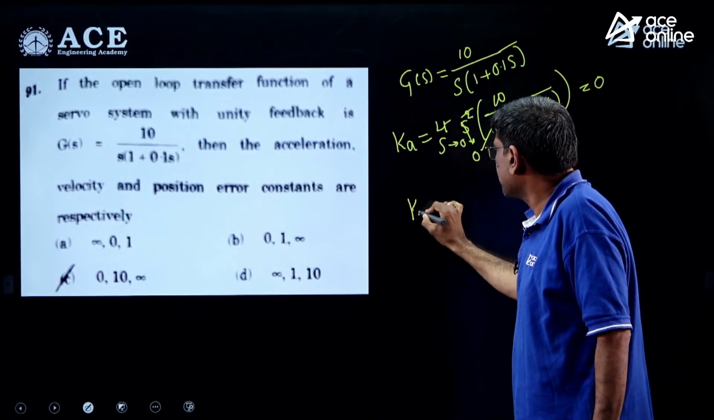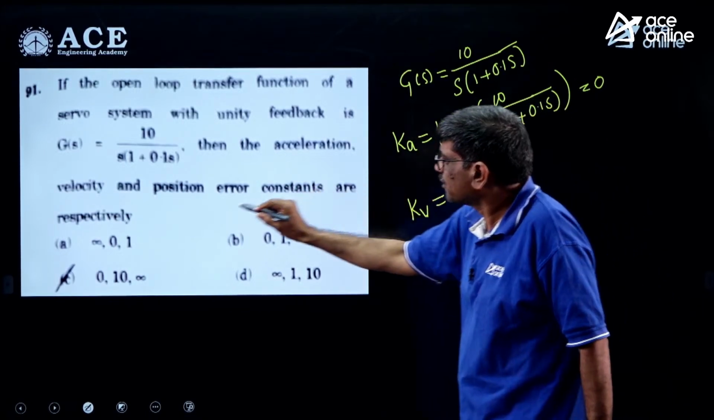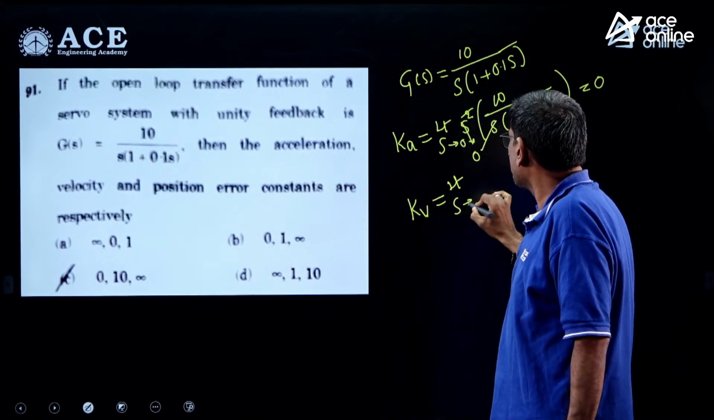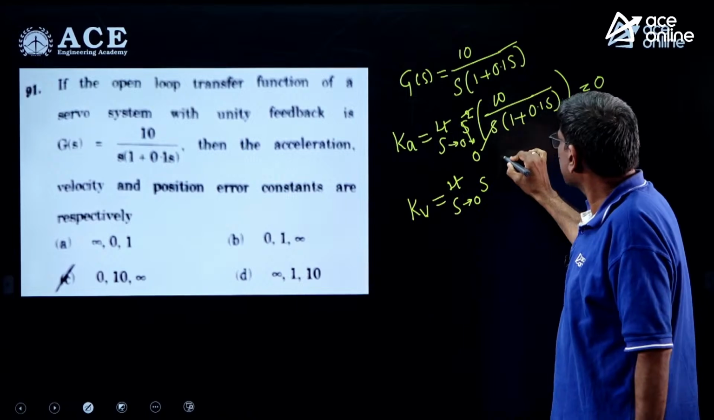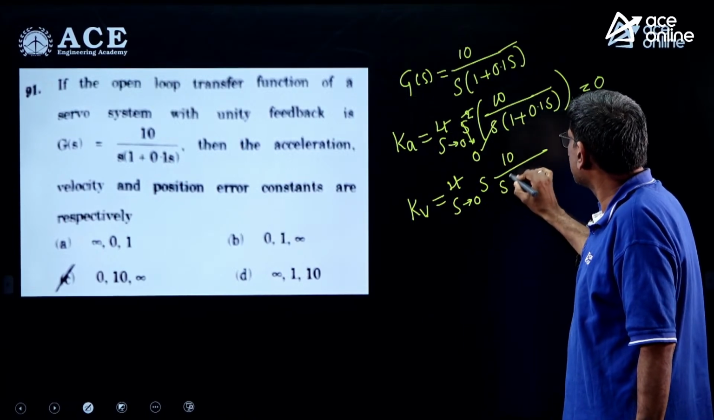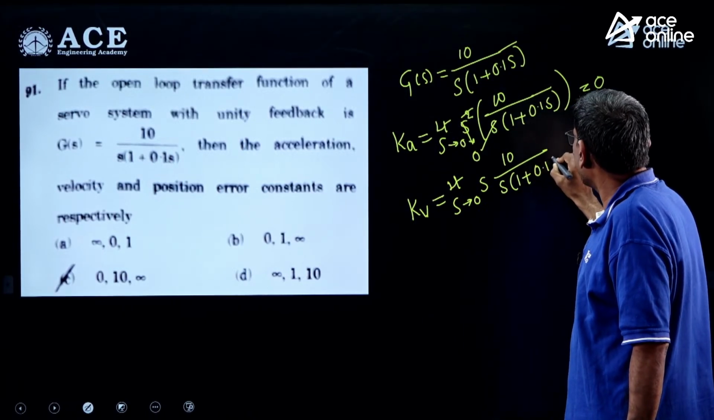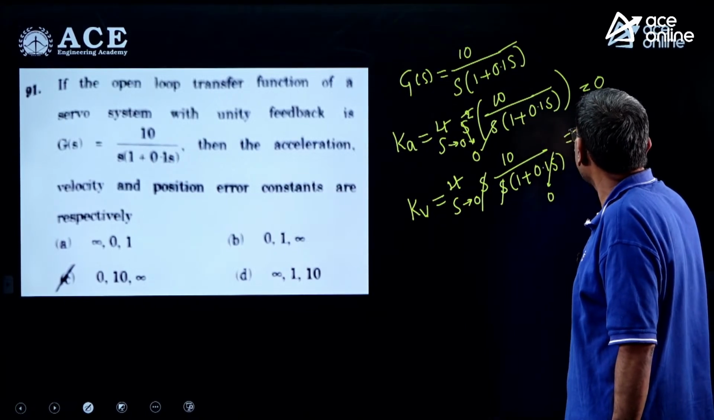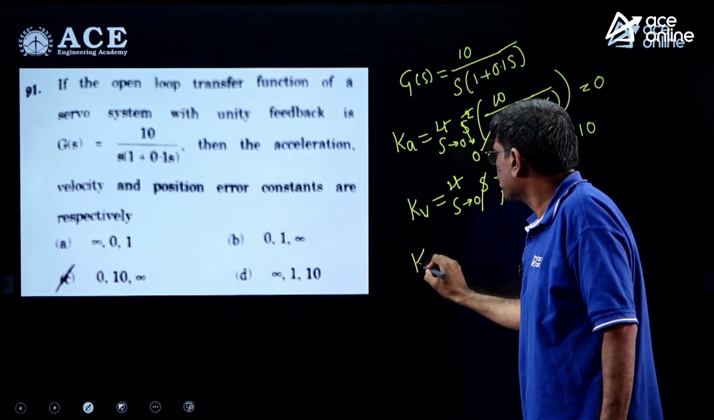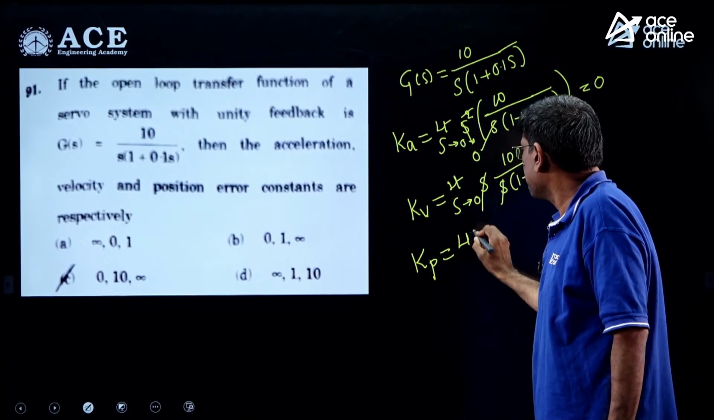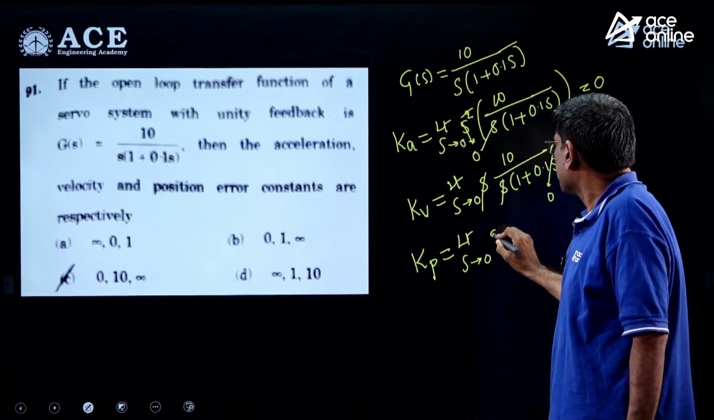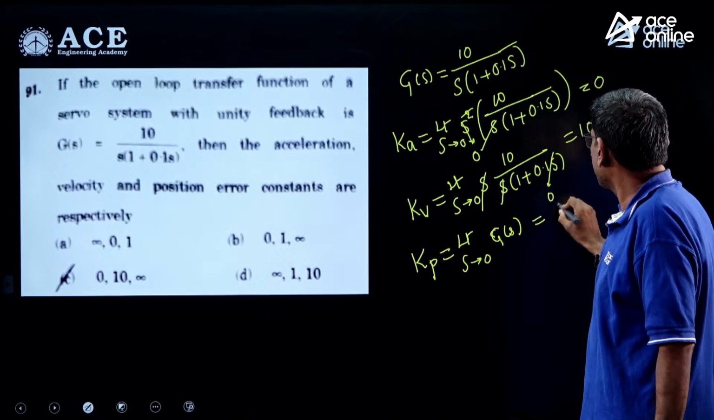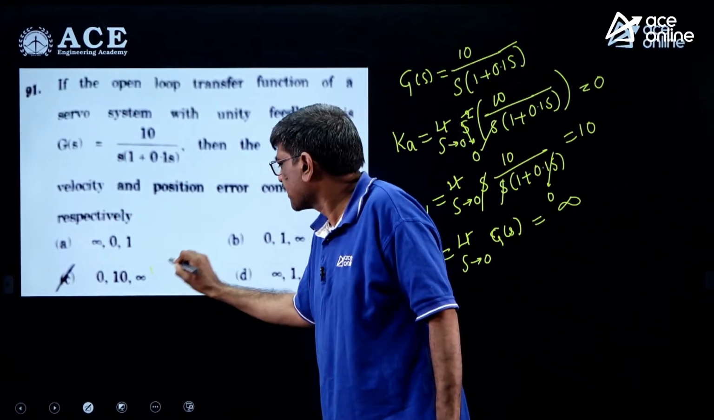Similarly solve Kv, the velocity error constant, which is also asked. Kv equals limit s tends to 0 of s into G(s). What is G(s)? 10 divided by s into (1 plus 0.1 s). The s cancels, then s tends to 0 means you will get 10. And next it asks for the position error constant Kp, limit s tends to 0 of G(s). If you solve it, you will get infinity. So option C is correct.